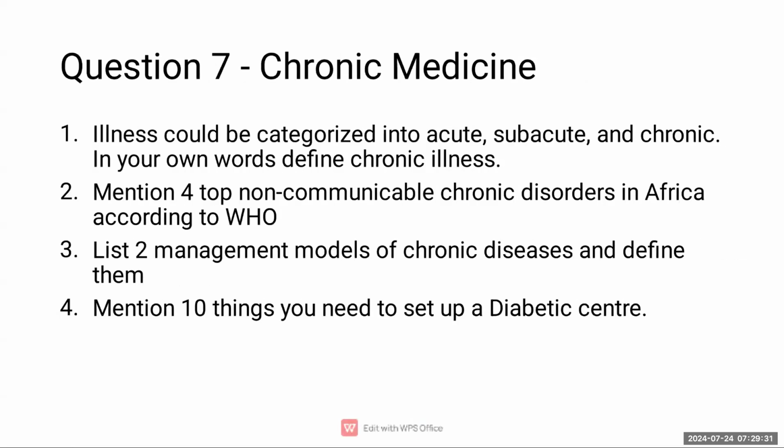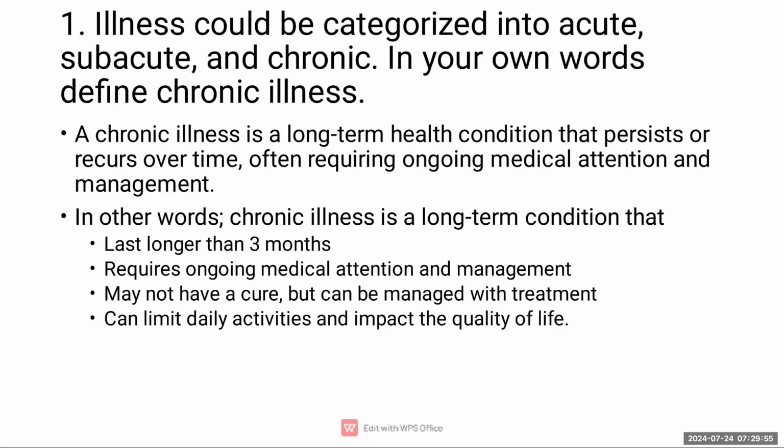The question reads: illness could be categorized into acute, subacute, and chronic. In your own words, define chronic illness. Mention 4 top non-communicable chronic disorders in Africa, according to WHO. List 2 management models of chronic diseases and define them. And 4, mention 10 things you need to set up a diabetic center. Number one says, in your own words, define chronic illness. It can be defined as a long-term health condition that persists or reoccurs over time, often requiring ongoing medical attention and management. In other words, it's a long-term condition that lasts longer than 3 months, that may require ongoing medical attention and management, may not have a cure, but can be managed and may have a good quality of life.